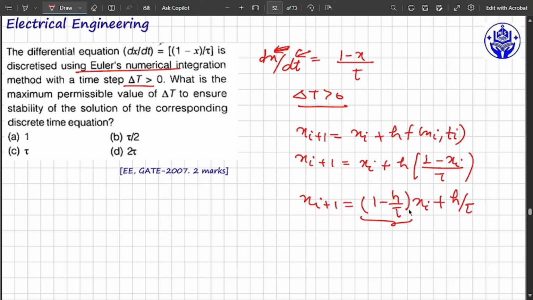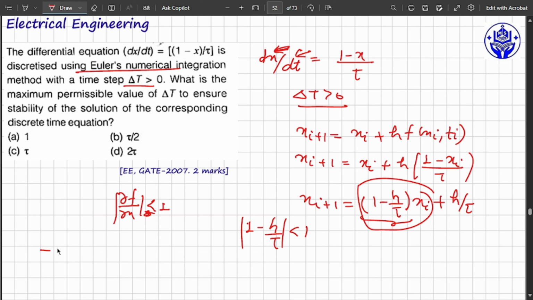If I differentiate partially, if it is my f, what is the stability condition? Dou f by dou x should be less than 1. In this case, if I partially differentiate this function, the differentiation of x is 1, so it will be 1 minus h by tau less than 1. Now what is the value of h? If it is a mod, then it will be minus 1 less than 1 minus h upon tau less than 1.